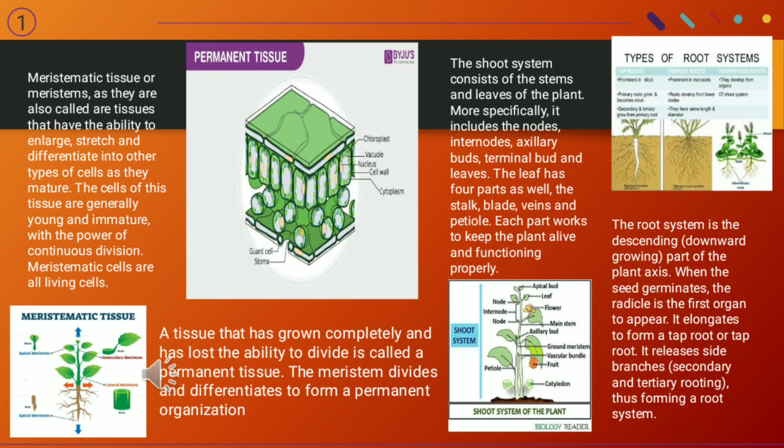And last, the root system. The root system is the part of the plant axis that descends and grows downward. The radicle is the first organ to emerge after the seed germinates. It grows longer, forming a taproot. It forms a root system by producing side branches or secondary and tertiary rooting.